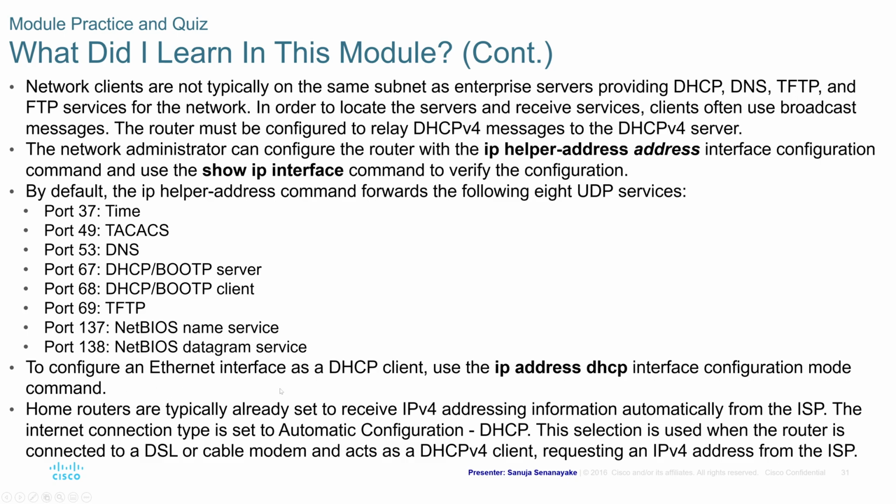To configure an Ethernet interface as a DHCP client, we use the ip address dhcp interface configuration mode command. We learned about that in the previous slide as well. We also learn on our final slide that home routers are typically already set to receive IPv4 addressing information automatically from the ISP. The internet connection type is set to automatic configuration DHCP, so that home routers will automatically obtain an IP address from your ISP. This section is used when the router is connected to a DSL or cable modem and acts as a DHCPv4 client requesting an IP address from the ISP.